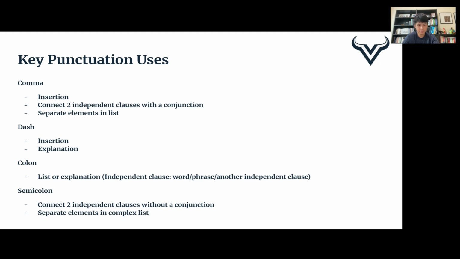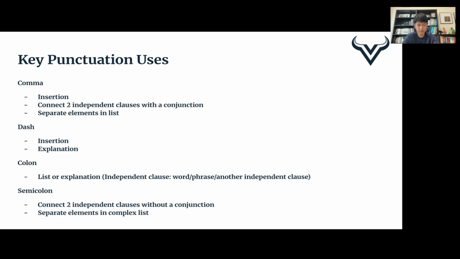A dash is also used for insertion, but it can also be used for explanation, to attach another phrase. A colon is most often used for a list or explanation, in which the structure goes, you'll have an independent clause, then a colon, and then you'll have a word, a phrase, or another independent clause.